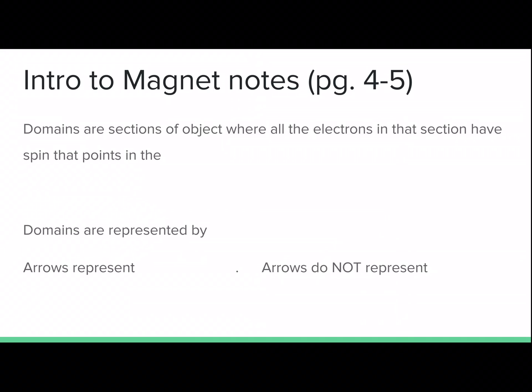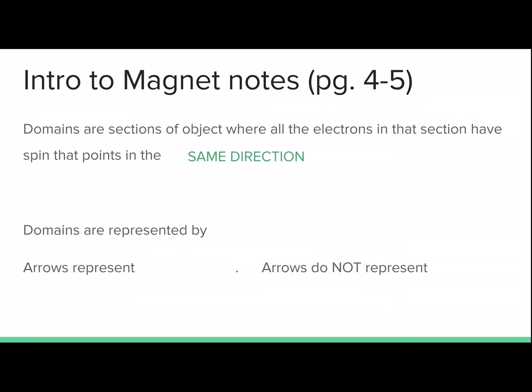Okay, so now that you've watched the video, domains are sections of the object where all the electrons in that section have spin that point in the same direction. So this is just like in the video where those little soldiers were all in those same domains.